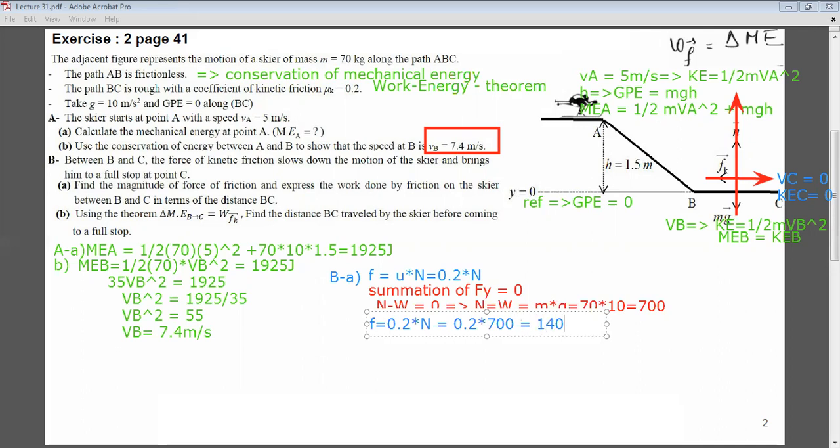This gives me 140. This is a force, so it is Newton. So this is the first part.